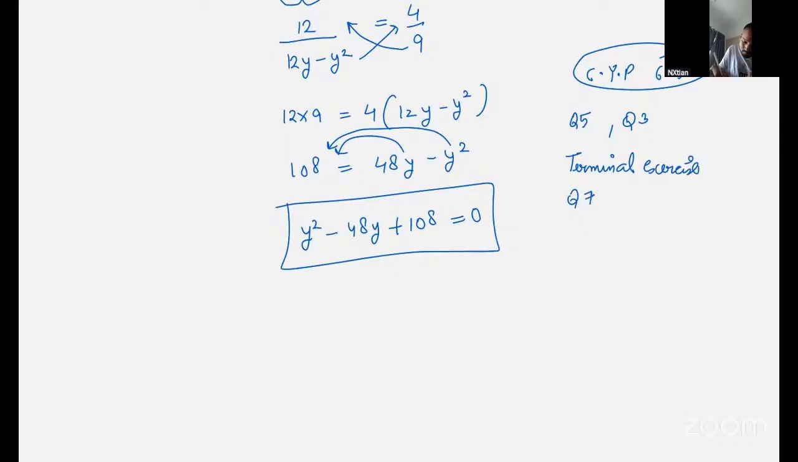Sir, wouldn't it be 48y minus 4y square? Where?